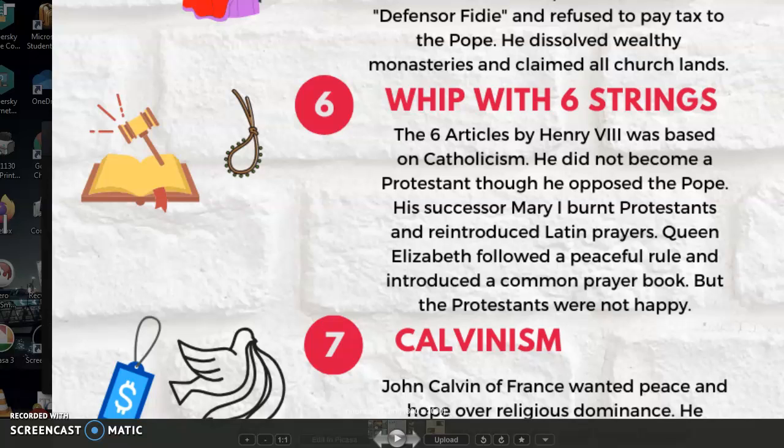The Protestants were still not happy because none of their rules were followed by the rulers of England, and England was still following Roman Catholicism, though they had cut off all ties with the Pope. These 6 articles were followed by Queen Elizabeth also, and it was called the whip with 6 strings because it was very strict.